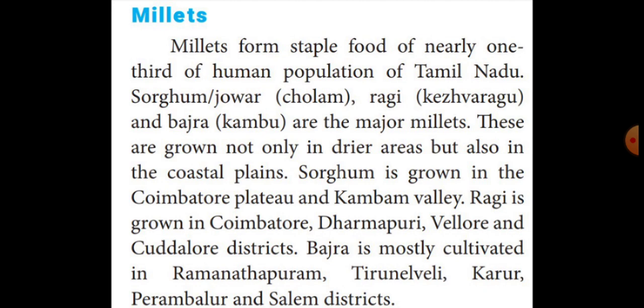Then ragi means kelvaragu. It is grown in Coimbatore, Dharmapuri, Vellore and Cuddalore district. Then bajra means kambu. It is mostly cultivated in Ramanathapuram, Tirunelveli, Karur, Perambalur and Salem district.